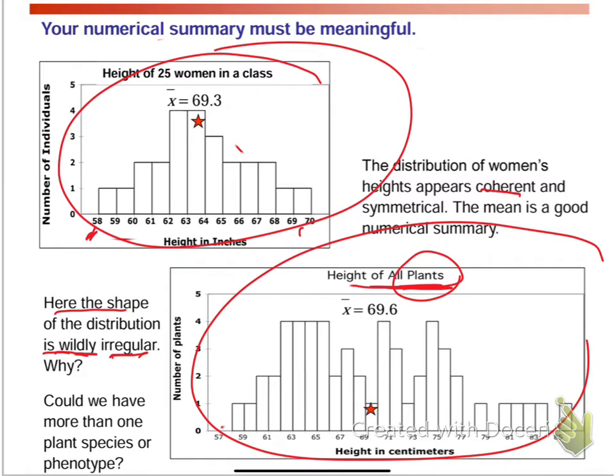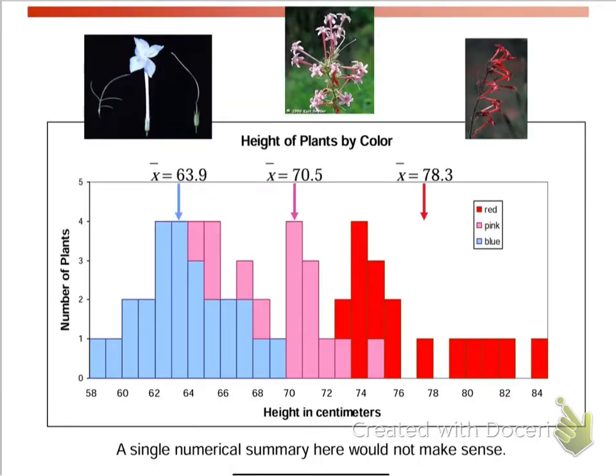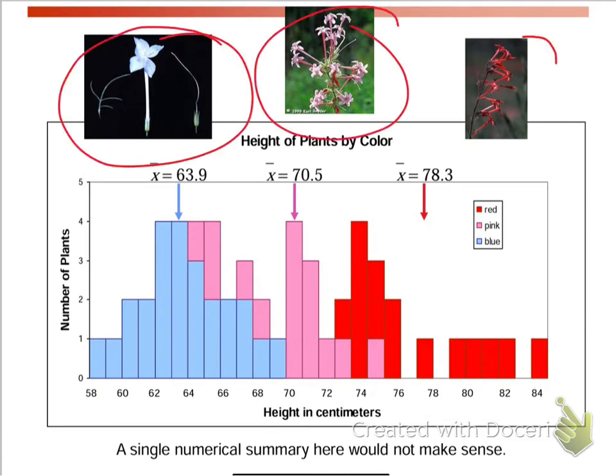For example, if I'm measuring corn plants, I may have a coherent, symmetrical shape. But if I'm measuring corn, wheat, and different plants together, then definitely I'll have different heights, okay? So here I could justify that they could have more than one plant species or phenotype. That's why the data is inconsistent. I get different plants together and I'm trying to make statistics for them. As we can see in the next slide, which is talking about the plants, this is a different plant, this is another plant, and this is a different plant.